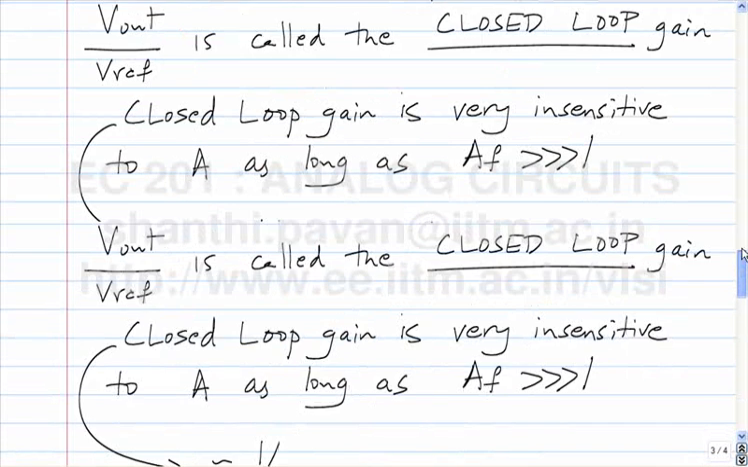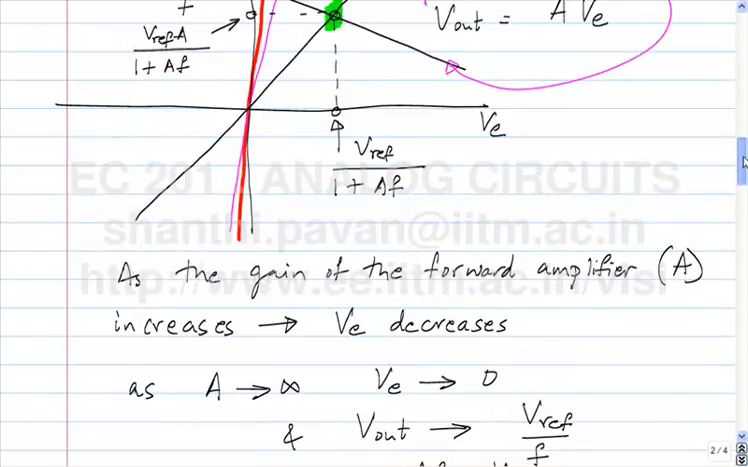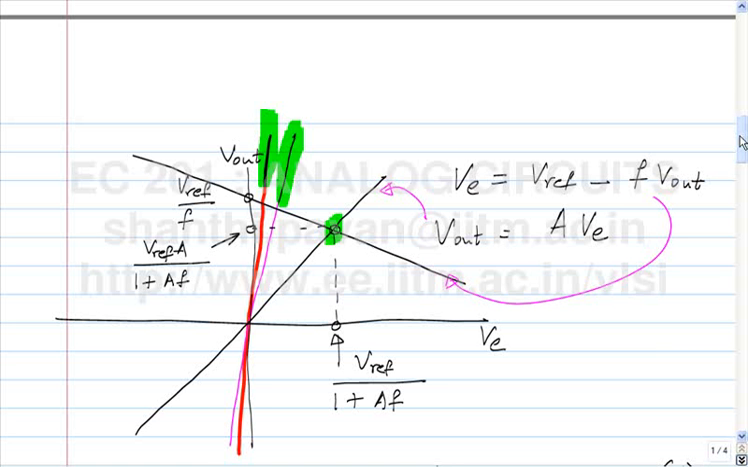So now coming back to the negative feedback example, as long as the gain of the forward amplifier A becomes infinite, what can you say?